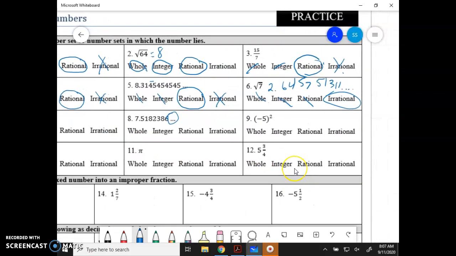Number 9, we have negative 5 squared. So negative 5 squared, if you want to type this into your calculator, you can't just do negative 5 and then square it. You actually have to do negative 5 times negative 5. Or you can, as long as you put this negative 5 in parentheses, then you can square it. And then you'll get the right answer. Okay? So negative 5 squared is positive 25. Positive 25 is whole, integer, rational.